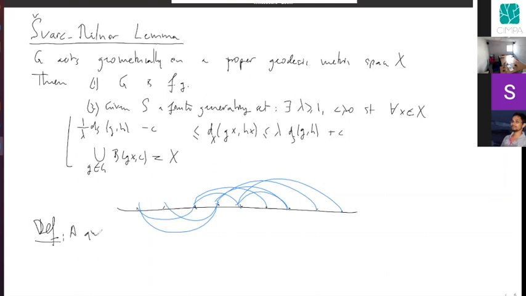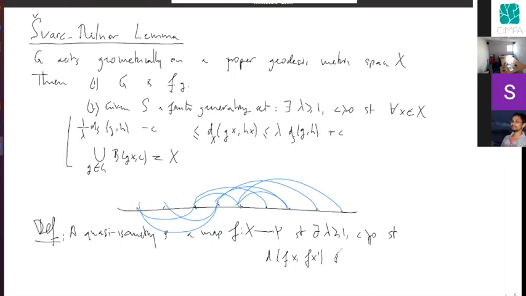A quasi-isometry is a map between two metric spaces such that there are constants lambda at least 1 and c non-negative, such that when I look at the distance between the images of two points, x and x prime, it is at most lambda times the distance from x to x prime up to an additive constant, and it is at least 1 over lambda the distance from x to x prime minus c.